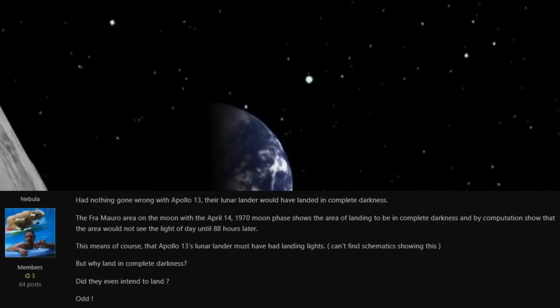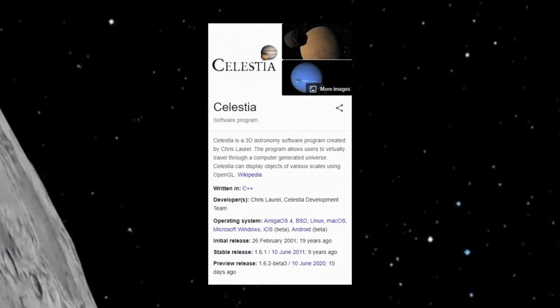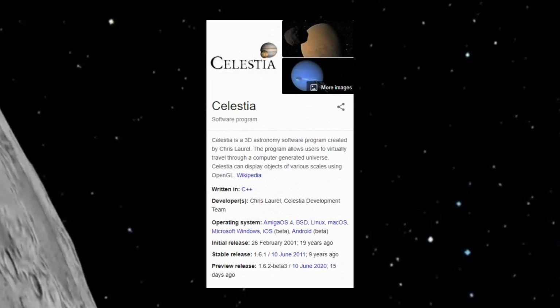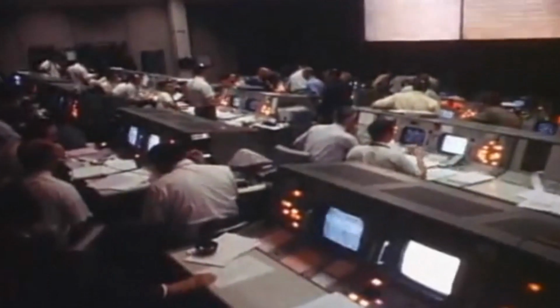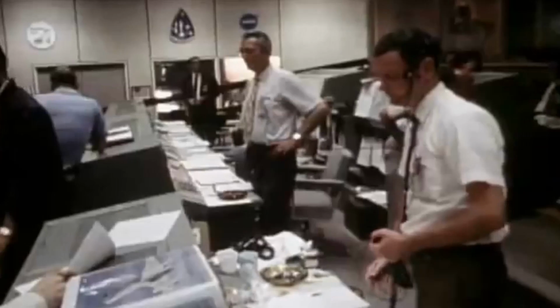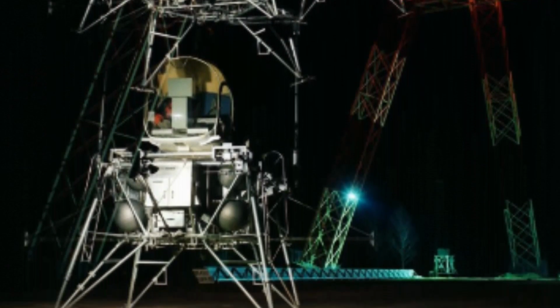Apollo 13 was inadvertently scheduled to land on the unlit side of the Terminator in an area called Frau Mauro. All of the missions were scheduled to land on the unlit side of the Terminator since their only lighting was the sun. This had been confirmed by other authors using program software called Celestia, a 3D astronomy program created by Chris Laurel. Somehow, NASA miscalculated the landing of this fictitious mission, so they needed to come up with a solution. Therefore, the Apollo 13 accident scenario was invented to rescue NASA from embarrassment. They obviously made a blunder in planning this mission that it would have landed in the dark.